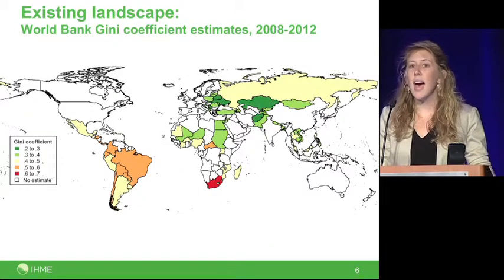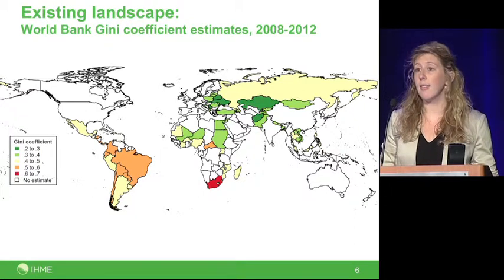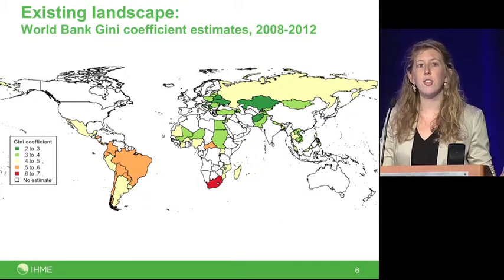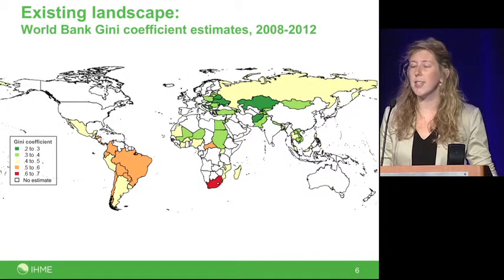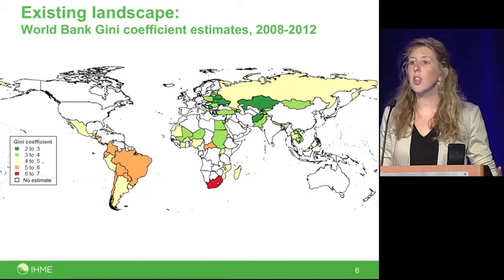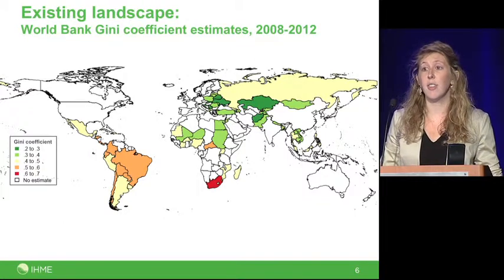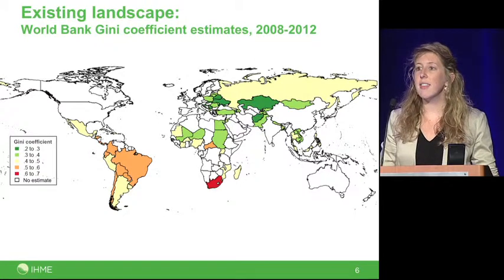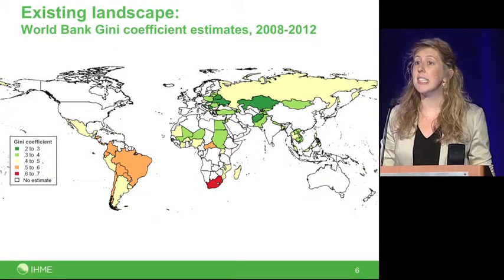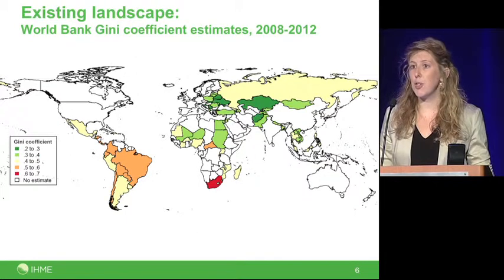Now, we do already have estimates of the Gini coefficient. Pictured here are the World Bank's Gini coefficient estimates for the past 5 years. But there are 2 challenges we hope to address, one of which you can see here and one of which you cannot. What you can see here is that there are large gaps in our knowledge. So in the past 5 years, we don't have estimates of the Gini coefficient in most of the world. The second thing which you cannot see is that these Gini coefficients are estimated in inconsistent ways. Some of these estimates are based on income, and some are based on expenditure.